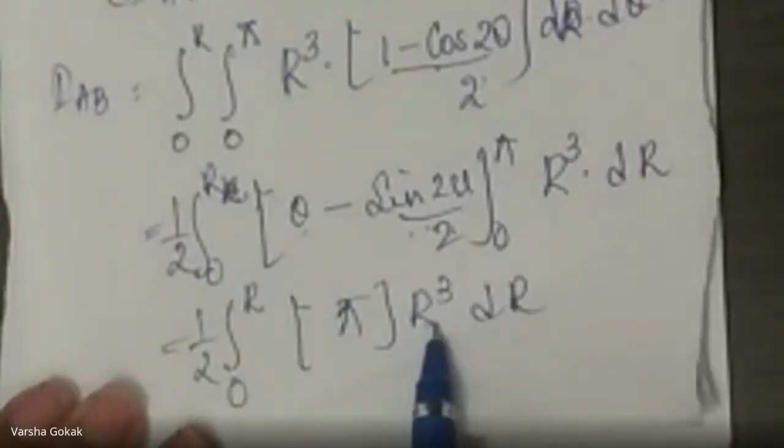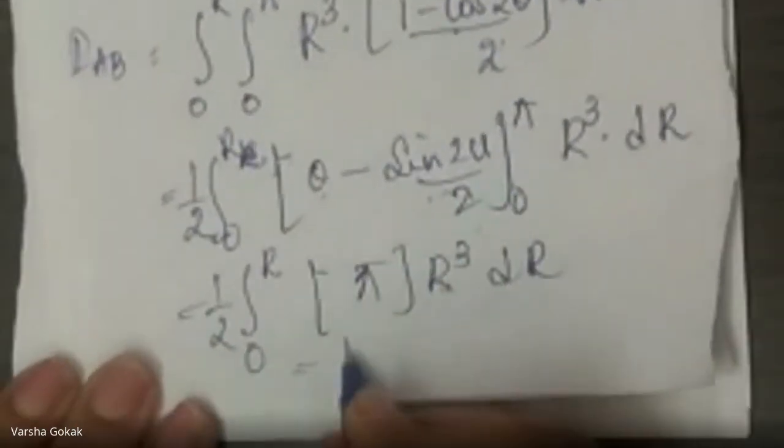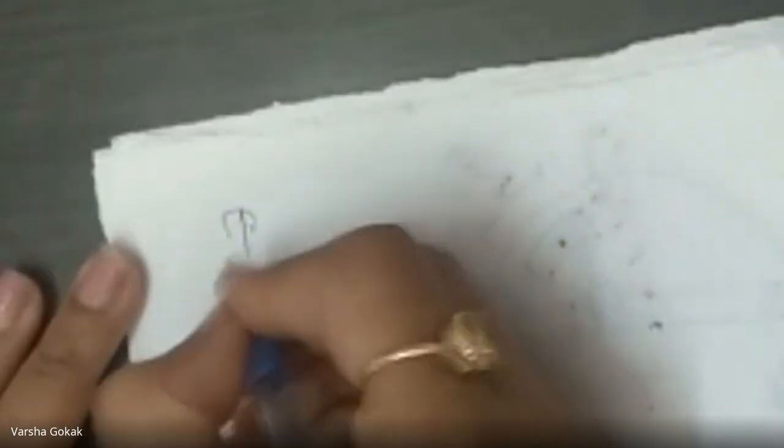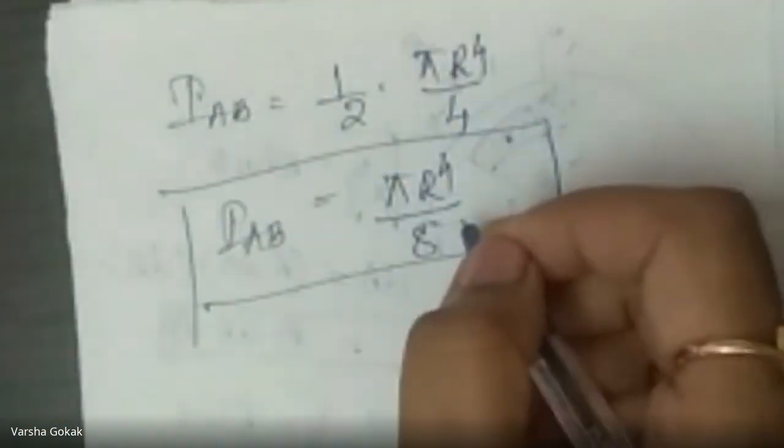Now let us open the second integration, that is r cube. R cube will be r raised to 4. So I'm left with half pi r raised to 4 by 4 with 0 to r as my limits, correct? So what is the final answer? Hence we get IAB is going to be equal to half into pi r raised to 4 by 4, which is nothing but pi r raised to 4 by 8. Correct, no? Yeah. So this is IAB.